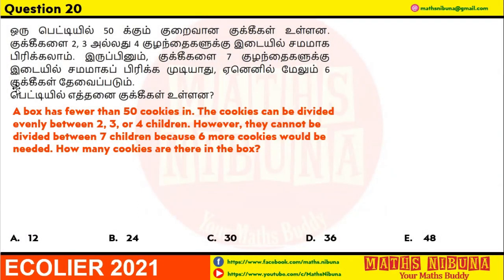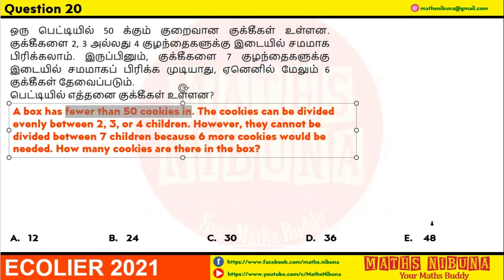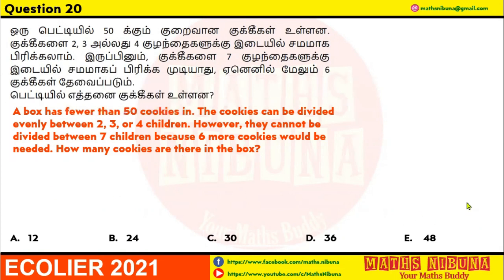Okay, question number 20, the last question for this paper. A box has fewer than 50 cookies. The cookies are less than 50, that means the answer cannot be more than 50. The answers given are 12, 24, 30, 36, and 48.